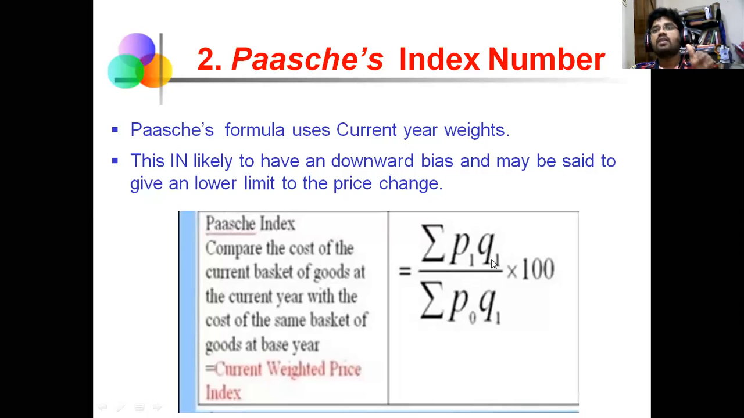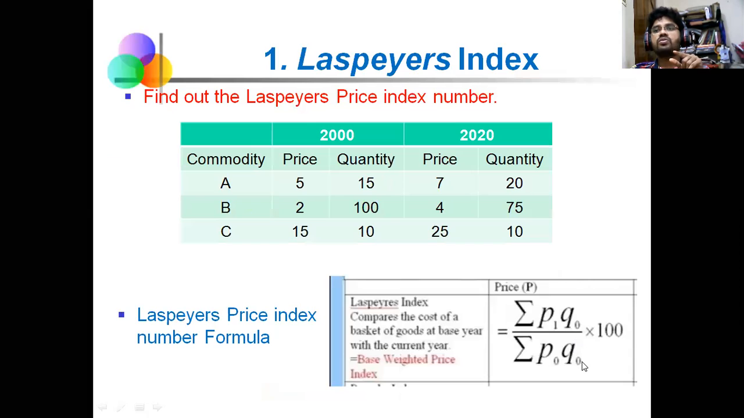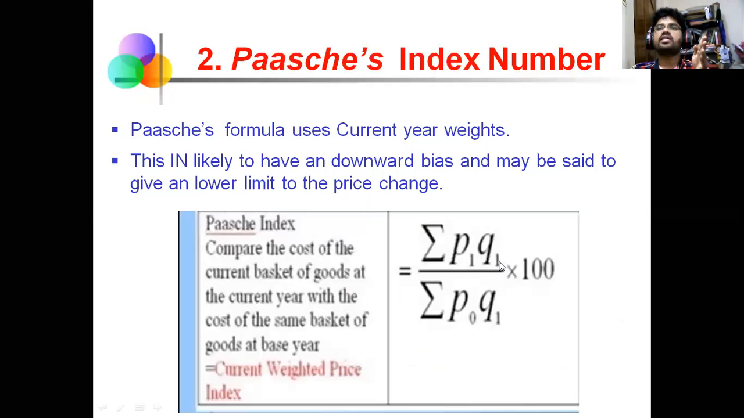But Paasche considers the current year as the weight: sum of P1 Q1 divided by sum of P0 Q1. Simple, you can remember. Here it is Q1, Q1, whereas in Laspeyres we take the base year, Q0, Q0. That is the only difference between Laspeyres and Paasche. Laspeyres uses the base year quantity, whereas the Paasche index uses the current year quantity as a weight.